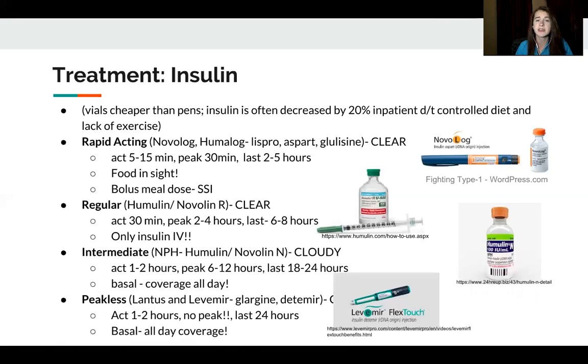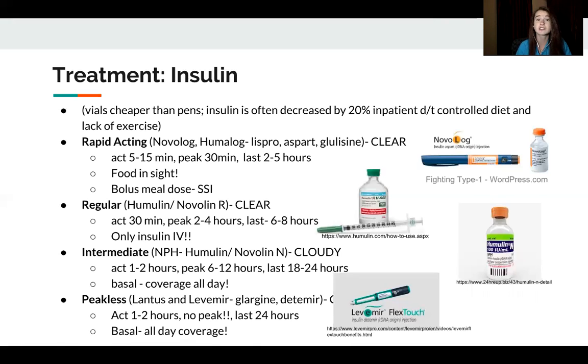A lot of times you'll be giving a bolus meal dose based on a sliding scale. So if you check your blood sugar before you eat and it's 150 to 200, you may give 1 unit. Or if it's 200 to 250, you may give 2 units. It just depends on what the doctor ordered for that patient.